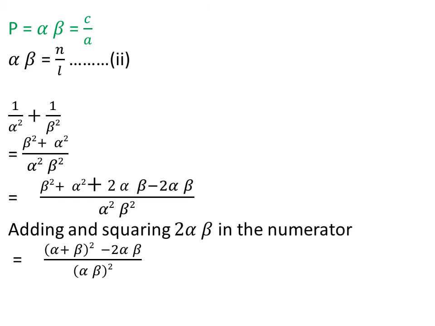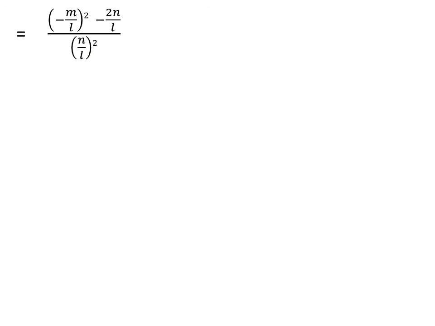Now we have to put the values of alpha plus beta and alpha beta which we have obtained. As the value of alpha plus beta is minus m over L, so we will write minus m over L whole square. After this we will write minus 2 and then we have to put the value of alpha beta, which is n over L, and in the denominator we have to write the value of alpha beta whole square, which will give us n over L whole square.